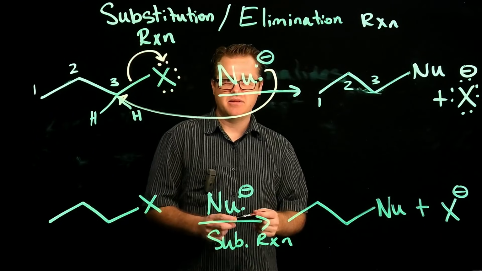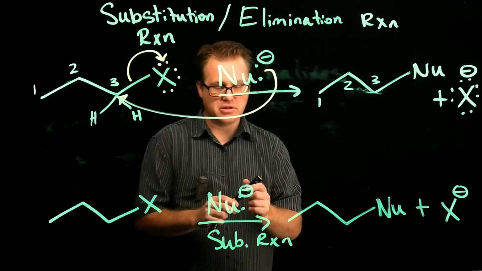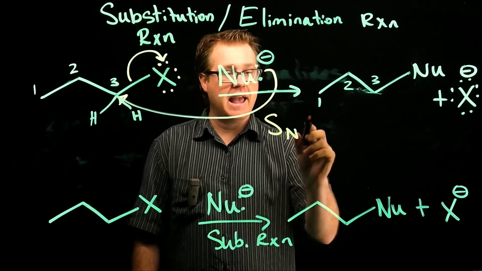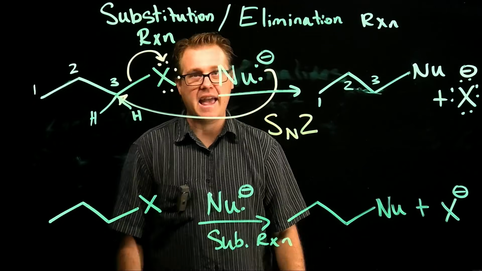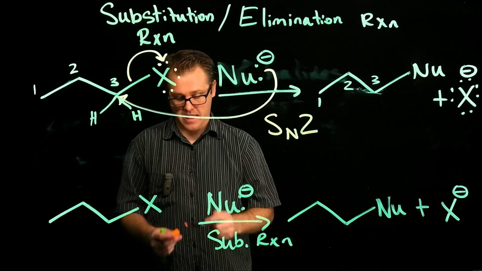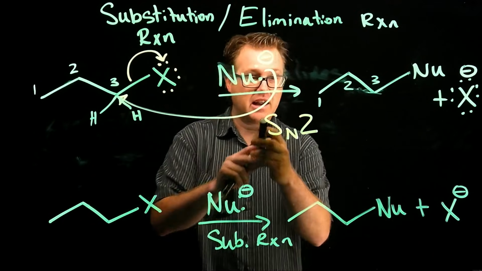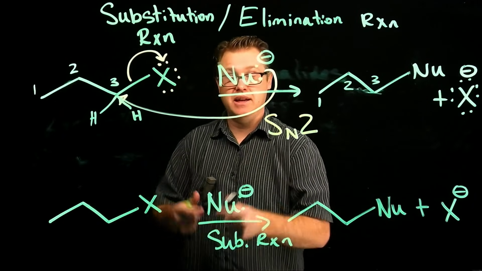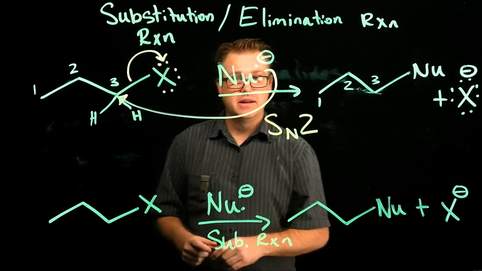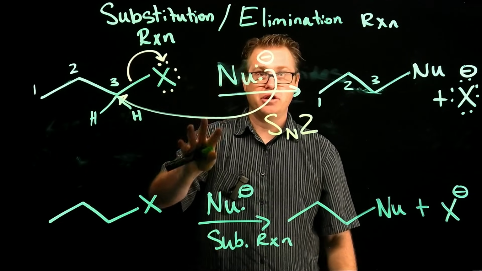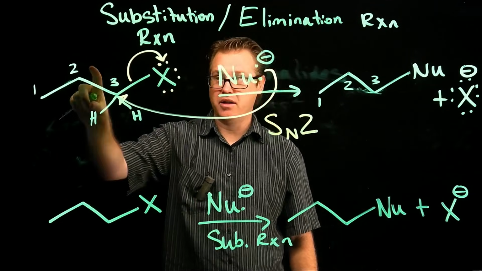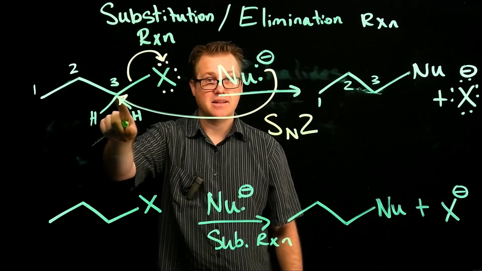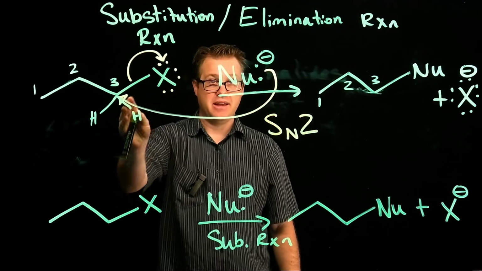And this mechanism has a very special name. It is called an SN2, S subscript capital N, 2. We will talk about what that means a little bit later. I'm just introducing this at this point. So this is an SN2 mechanism, when you have an alkyl halide and the nucleophile attacks the alkyl halide in this manner.